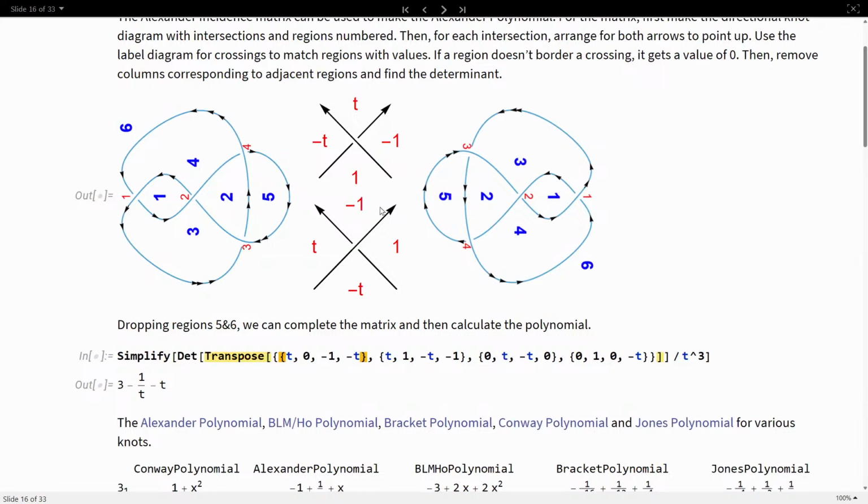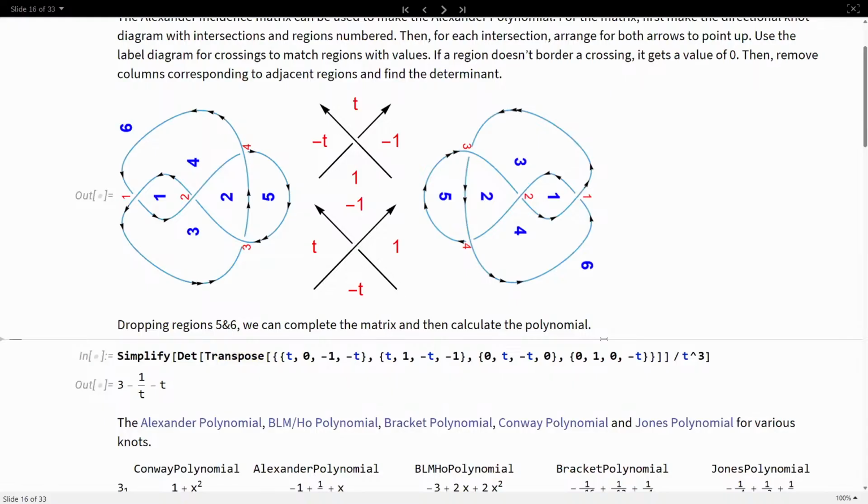3 corresponds to -1. We put a -1 here. And 4 is at the bottom here, corresponds to -t, so we put a -t here. And then we can do 1, 2, 3, and 4 for the under and over crossings.